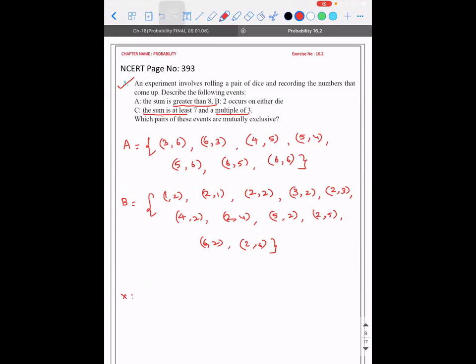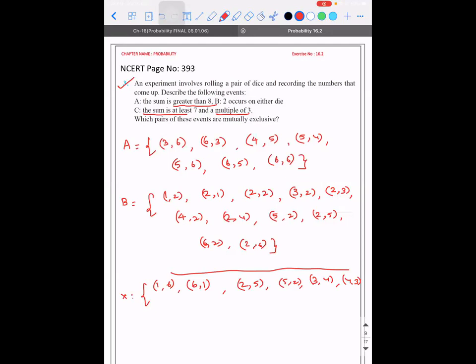Suppose I say X is the sum is at least 7. Sum is at least 7 means (1,6), (6,1), (2,5), (5,2), (3,4), (4,3). I'll come in order; I'll first finish 7. So all these pairs give 7. At least 7 means 7, 8, 9, 10, 11 or 12.